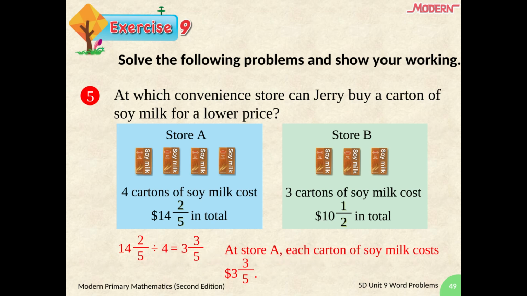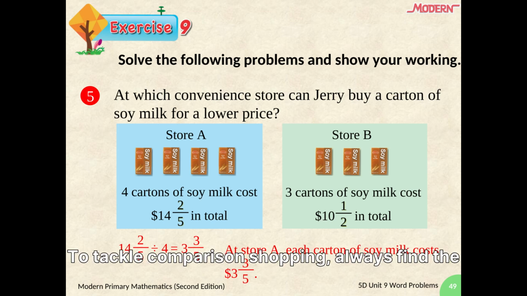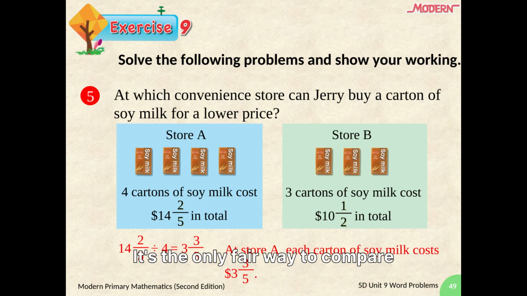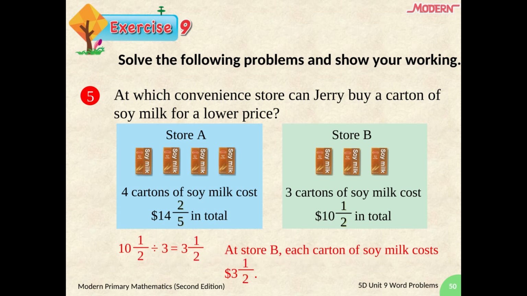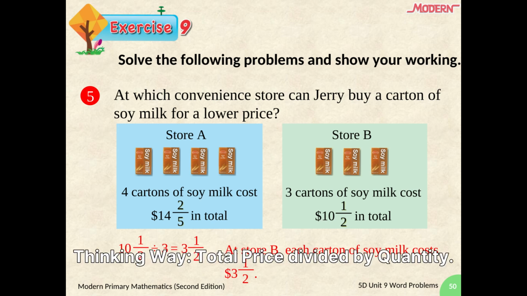Store A is ready. But what about Store B? Let's check. To tackle comparison shopping, always find the price per unit. It's the only fair way to compare different bundle sizes. Knowledge is power. Page 50. At Store B, 3 cartons cost $10 and 1/2. Let's calculate the unit price here to see if it's a better deal. Ready? Thinking way. Total price divided by quantity.